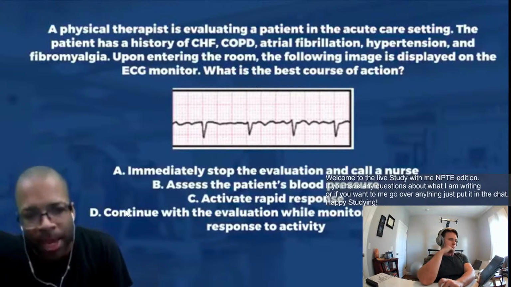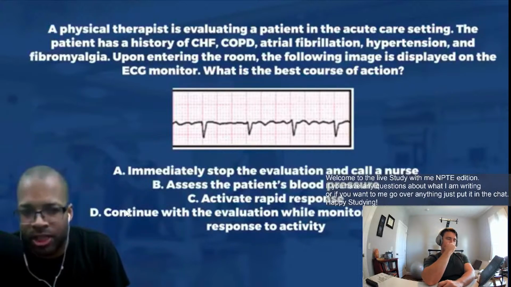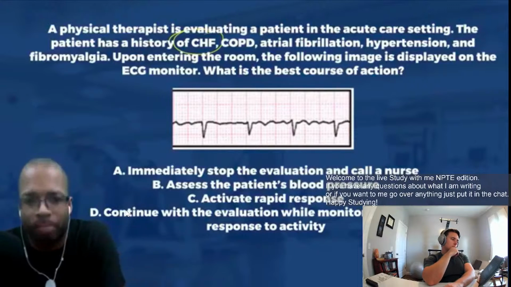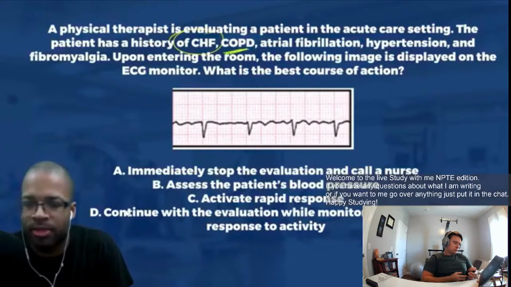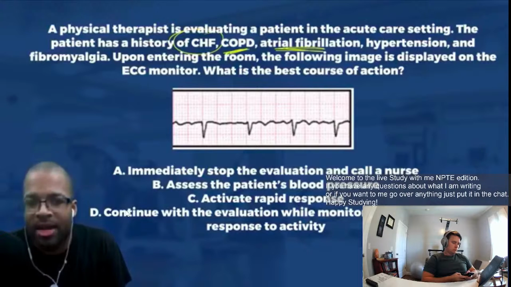Now, it says that the patient has a history of congestive heart failure. That's important, right? We know that their heart is unable to meet the demands of the body. It's not able to pump out enough blood to meet those demands. The patient has COPD, so they have this obstructive lung condition, difficulty getting air out. Atrial fibrillation, so we know that this is a cardiac arrhythmia.